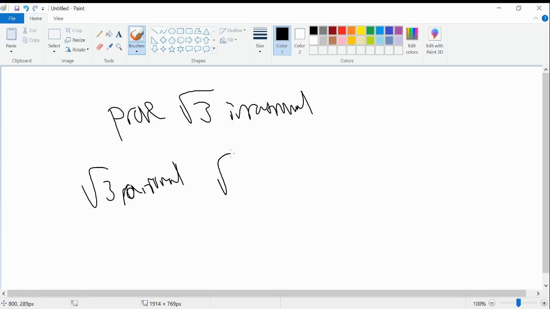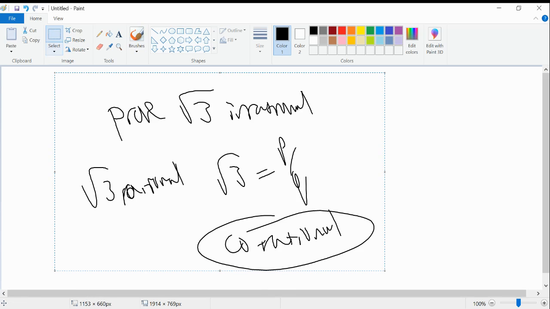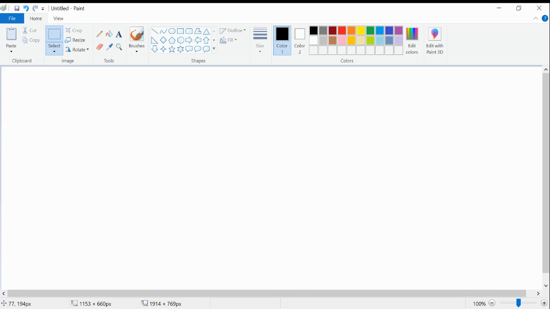So because the square root of 3 is rational, we can write it as the square root of 3 equals p over q, where p and q are both integers and co-prime. Co-prime is important because it means that they have no common factor. Keep that in mind as we move forward. We're going to use that at the end of the proof to, in fact, prove the whole thing.